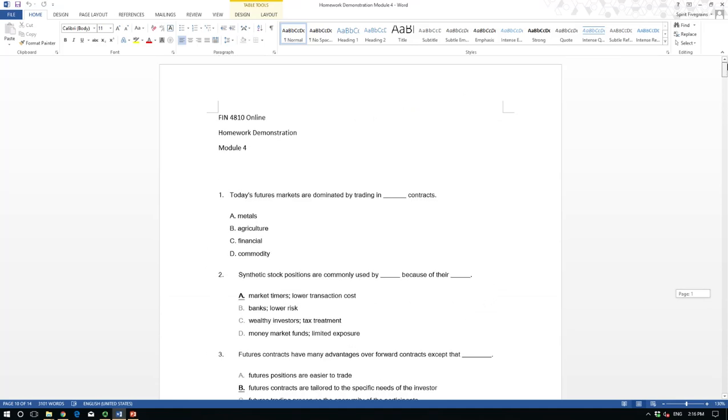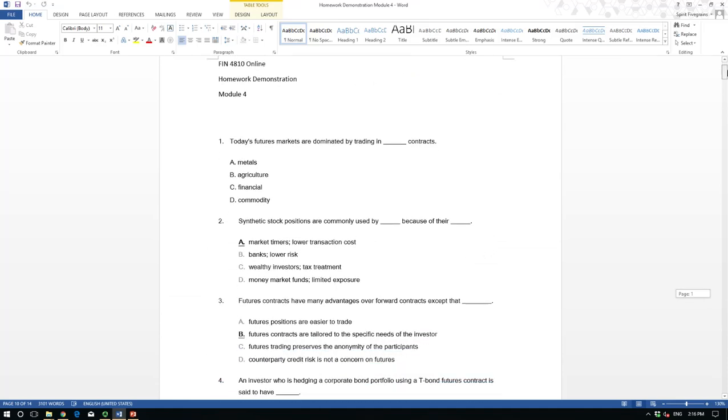All right, it's time for the homework. Let's take a look at some homework questions regarding futures markets and a portfolio management chapter. First one, today's futures markets are dominated by trading in what contracts? The answer is C, financial contracts. Right? 100 years ago, it might have been commodity futures contracts, but right now financial futures contracts dominate the futures market, right? Especially the interest rate futures contract, stock index futures contract, and foreign currency futures contracts.